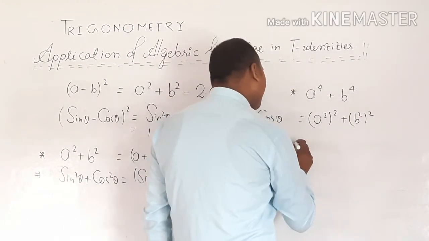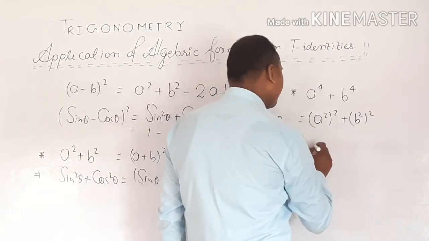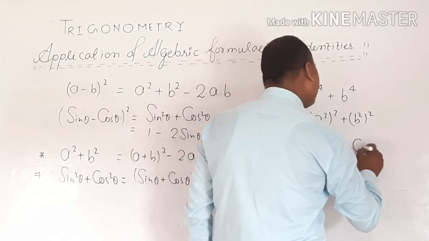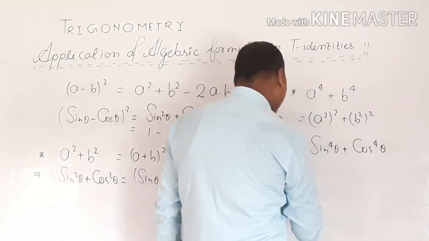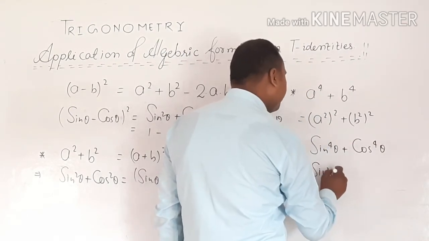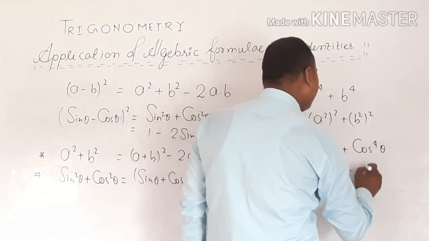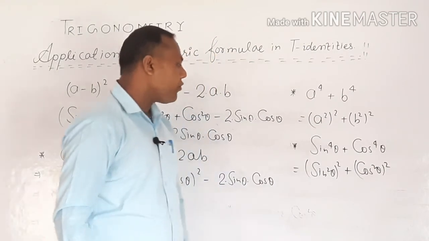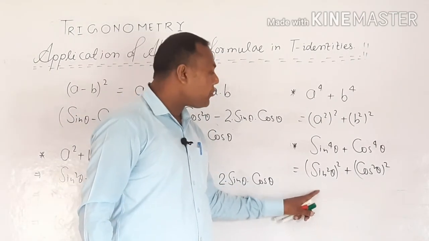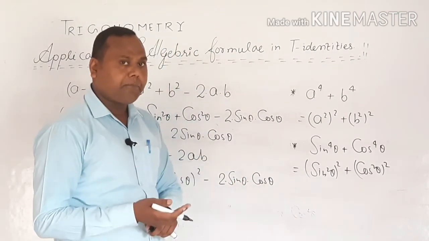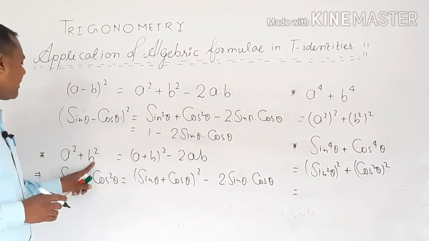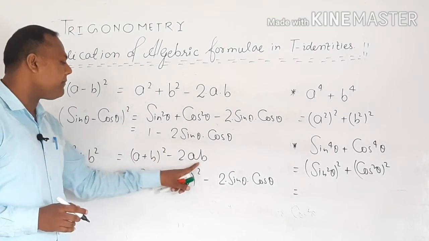That's why we can also say that sin⁴θ + cos⁴θ will be equal to (sin²θ)² + (cos²θ)². But we can also break it in another form, as we already studied here: a² + b² means (a + b)² minus twice of ab.